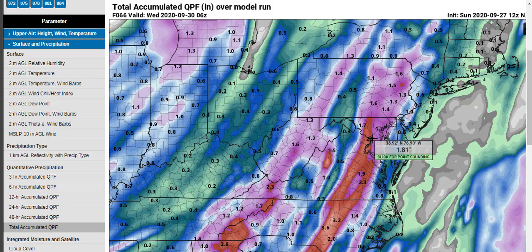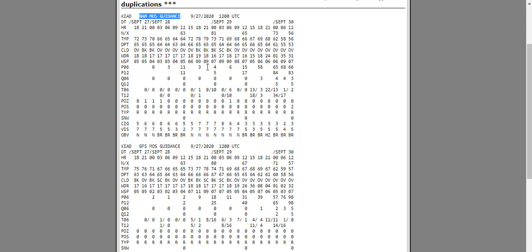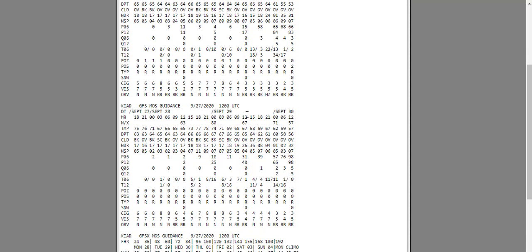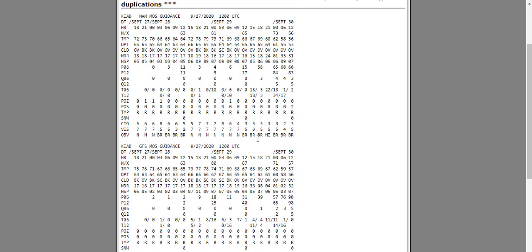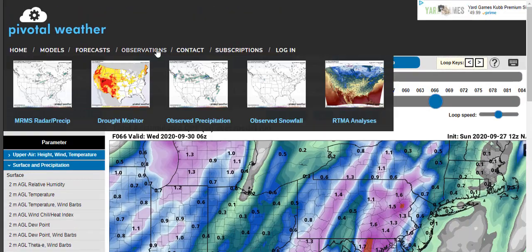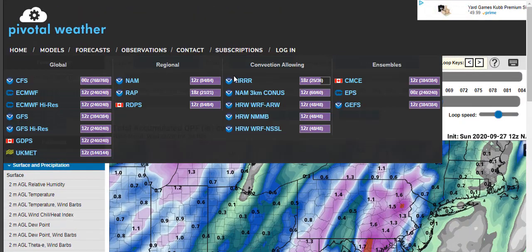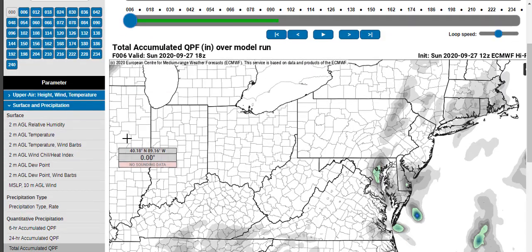So which model's right? Which model would you choose? Which one do you think is more accurate? MOS can kind of be the deciding factor here. But the NAM MOS doesn't go out that far, and the GFS MOS also doesn't go out that far. So you really can't use MOS. So what do we do? Well, choose another model. Okay, that was the NAM. Let's do the European high res and do the same idea.